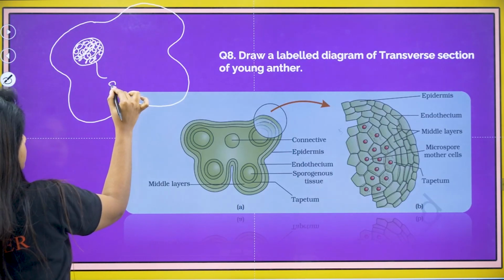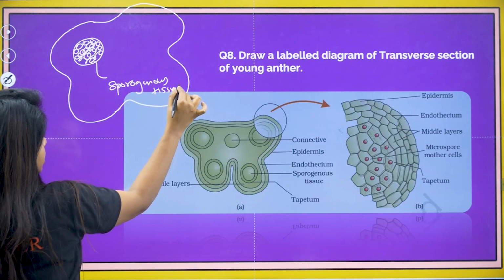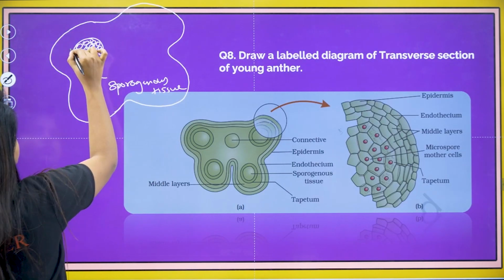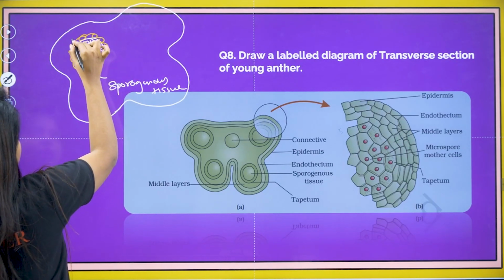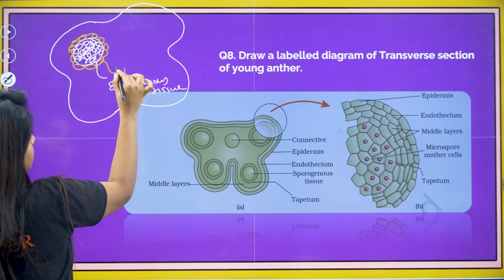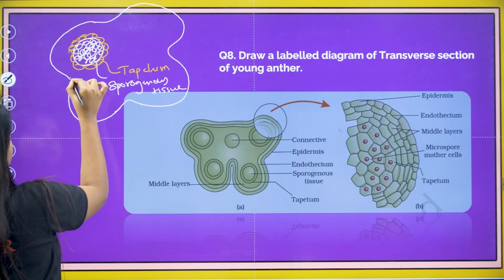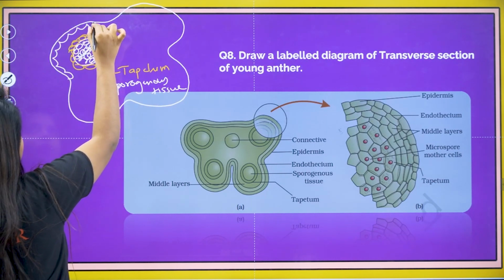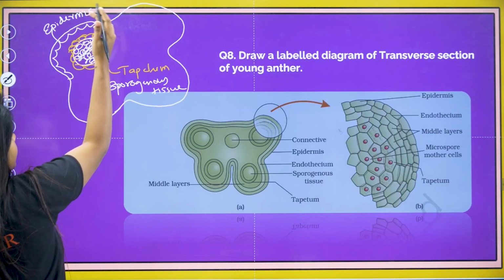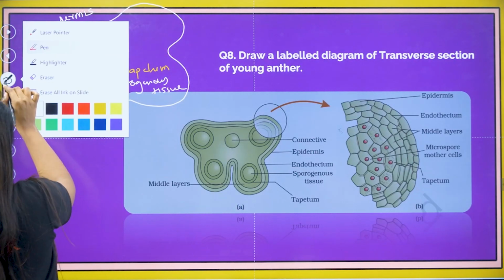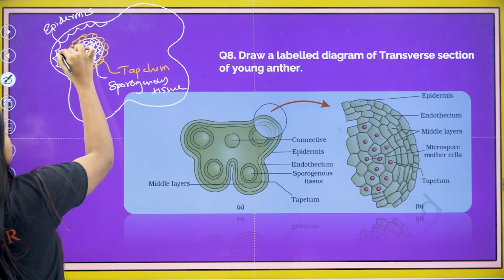Okay, this is what? The sporogenous tissue. Now, just outside the sporogenous tissue, you have cells which are known as tapetal cells, and together you call them tapetum. Now, we directly go outside. Over here, these cells are known as epidermis. Make it properly, label at one side, okay.